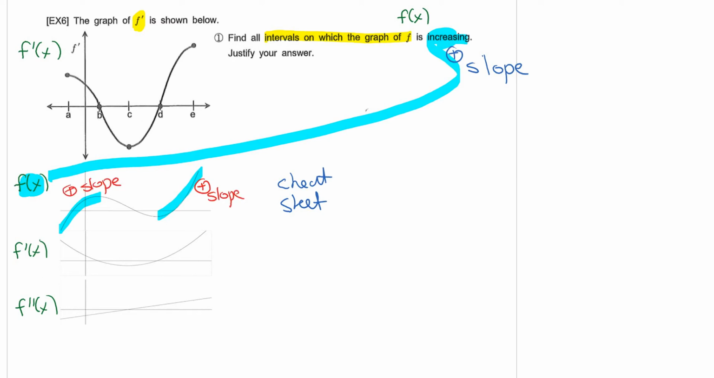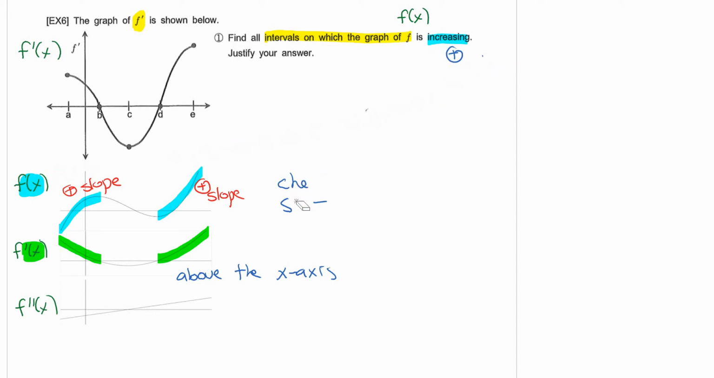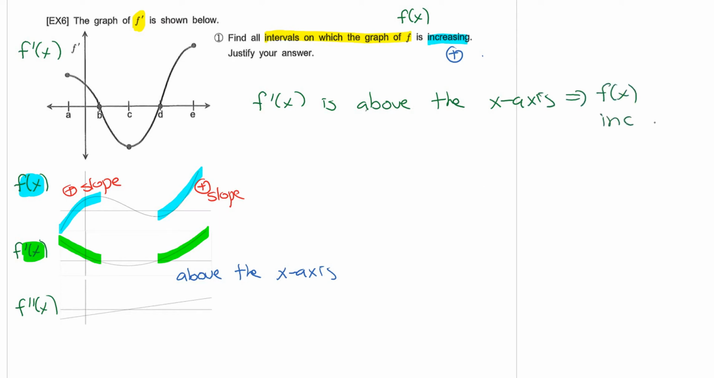All right, so ask yourself what's happening to the derivative just below it. On my derivative graph, if I correspond the blue region with the green region, it seems like the green region is above the x-axis. So the conclusion here would be, if the derivative graph is above the x-axis, then the original graph would have a positive slope. That's our justification there. So let me write that down. If f prime of x is above the x-axis, this would imply that f of x is increasing.